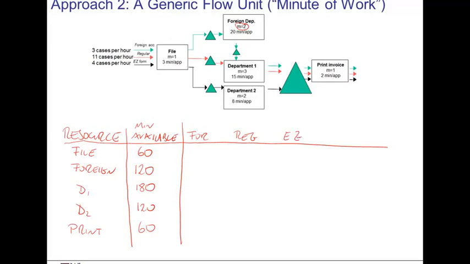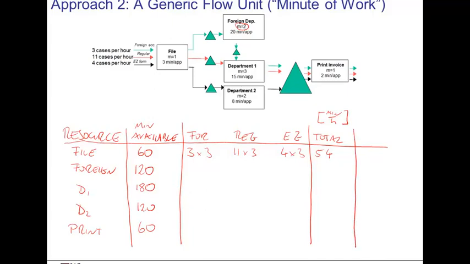Now we know at the filing department we have 3 units per hour arriving. Each of them will take 3 minutes of work. Regular units, we have 11 units arriving, each of them requiring 3 minutes of work. And the easy ones, we have 4 units arriving every hour, requiring 3 minutes of work each. This creates a total workload of 54 minutes. So the units here are really minutes of work per hour.